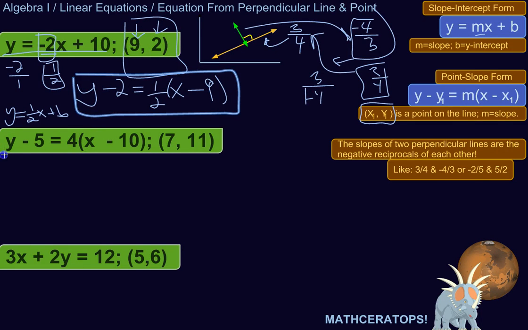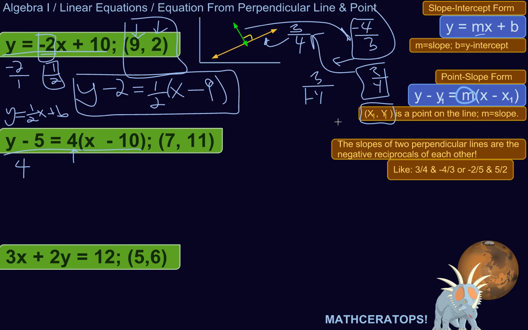Here I've got a line that's already in point slope form. Point slope form is y minus the y coordinate of a point on the line equals the slope times x minus the x coordinate of a point on the line. So I know that 4 is the slope of this line based on the structure of the equation. The thing out here is what the slope is.